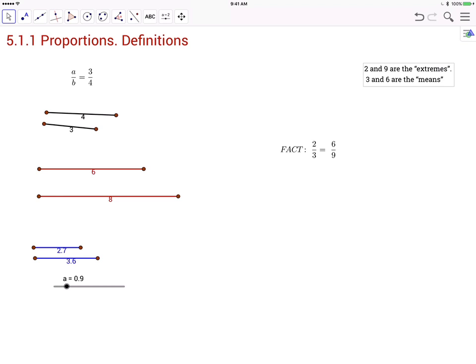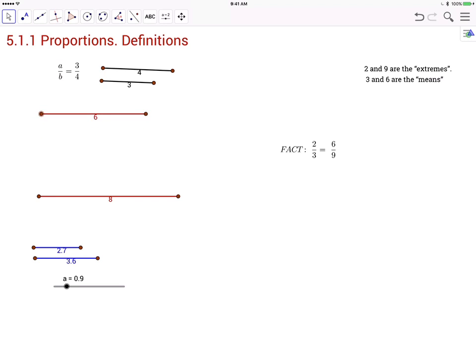So for instance, in the very top here, I've got A, this is how I read it. A relates to B the same way that 3 relates to 4. And I think about it in lengths or height. So I've drawn a 4 length and a 3 length. And remember that fractions and proportions do not require, for instance, that A be 3 and B be 4. It's just that A and B relate that way.